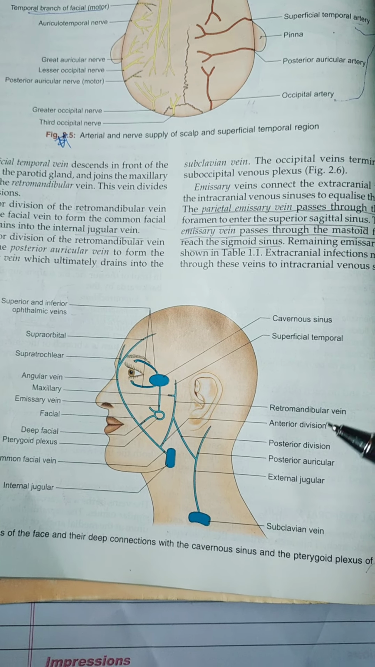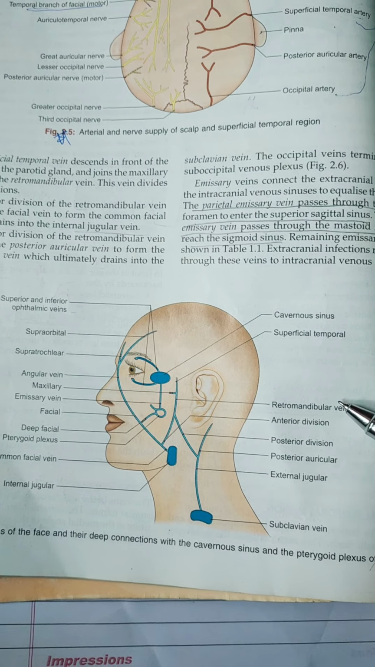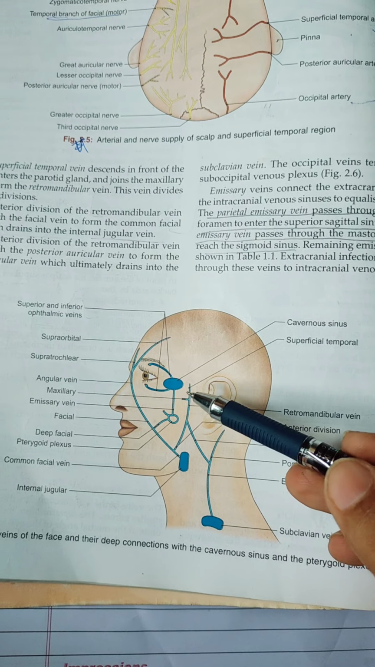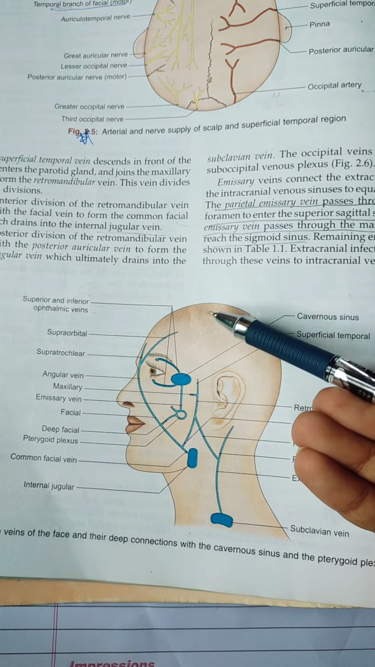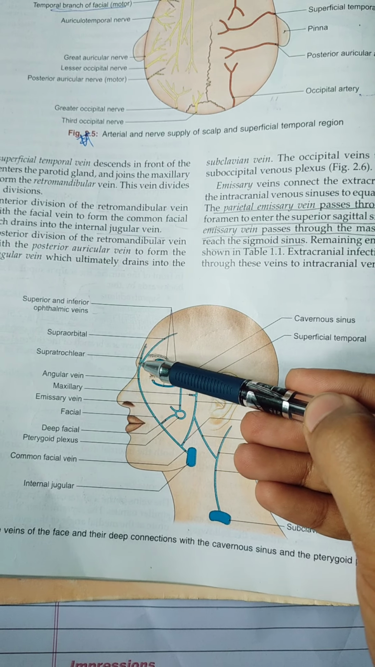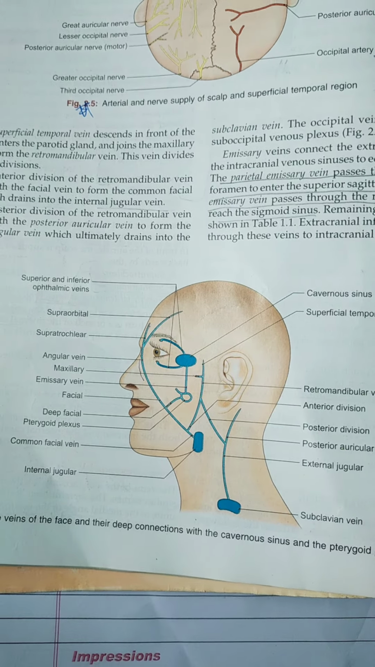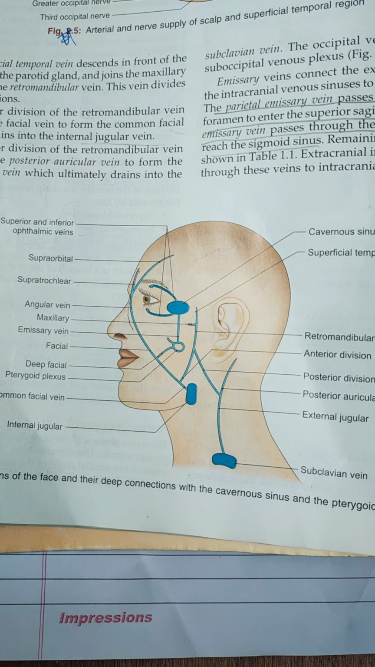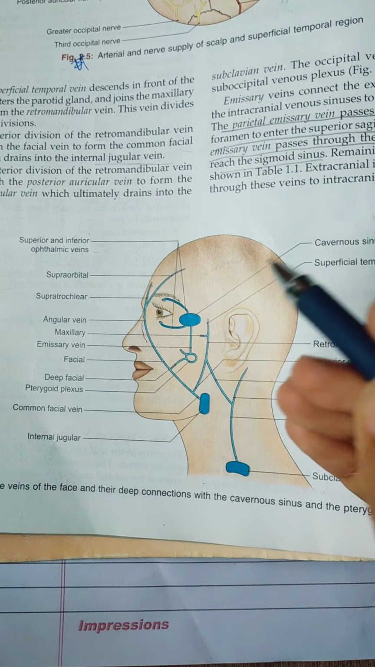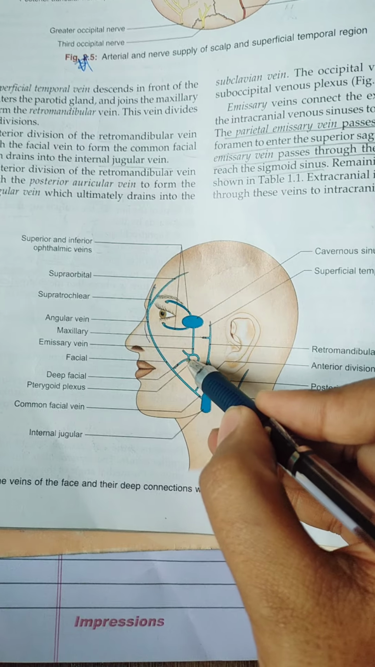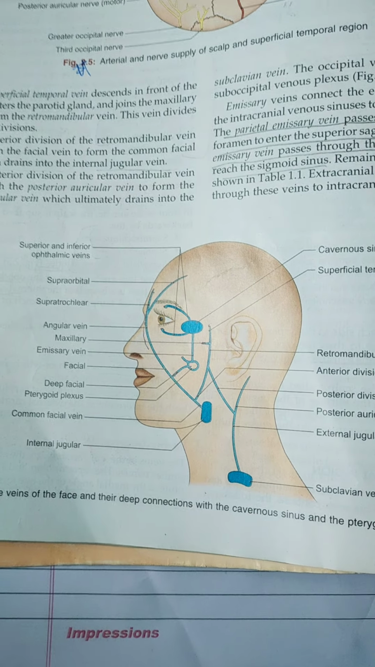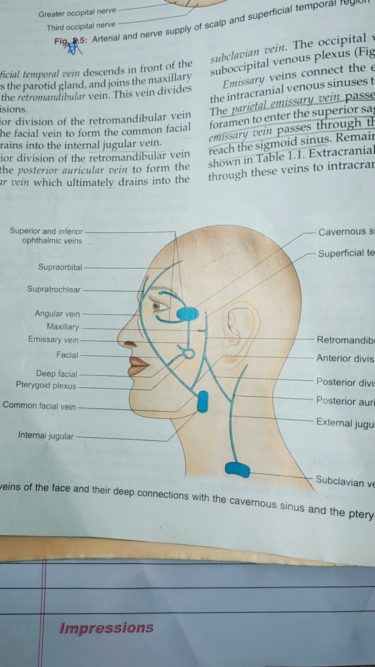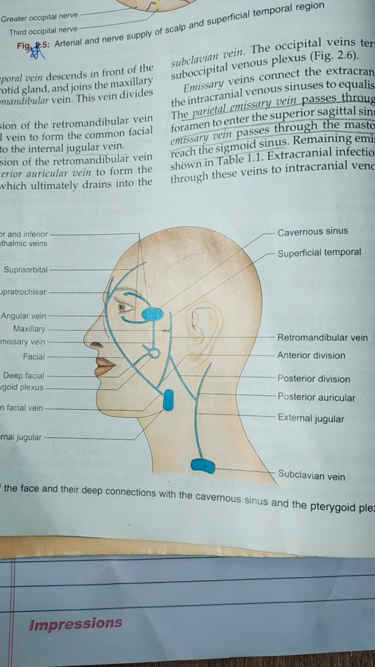Okay, posterior auricular, retromandibular vein is there. It has a branch, maxillary vein. Okay, then supraorbital and supratrochlear will join to form angular vein, which in turn forms facial vein, and there goes a branch, deep facial vein, which drains into cavernous sinus. Okay, then we have common facial vein, internal jugular and subclavian vein.